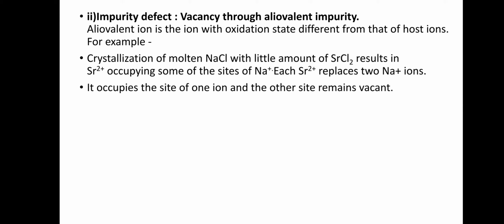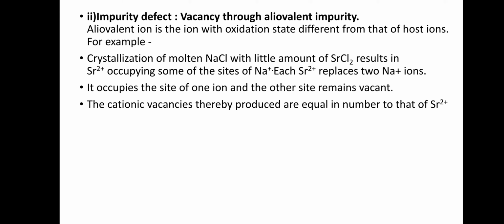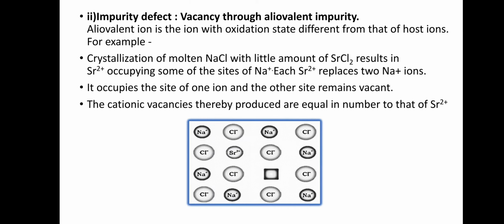It occupies the site of one ion and the other site remains vacant. Hence, when it occupies one Na+ site, the other site will remain vacant. The cationic vacancies thereby produced are equal in number to the Sr2+ ions. As we can see in this diagram, Sr2+ replaces 2 Na+ ions, but one site remains vacant, as 2 Na+ ions are replaced in place of 1 Sr2+. So this is a vacancy developed due to the aliovalent ion.